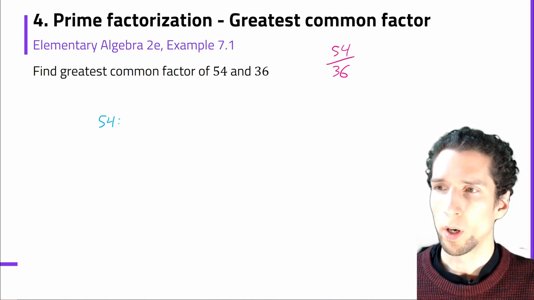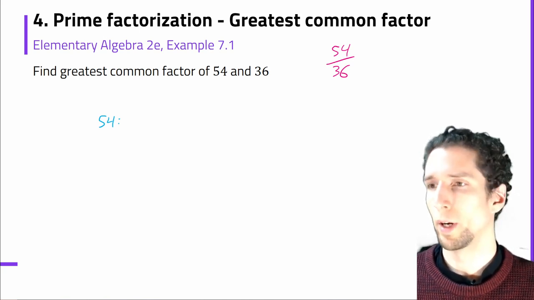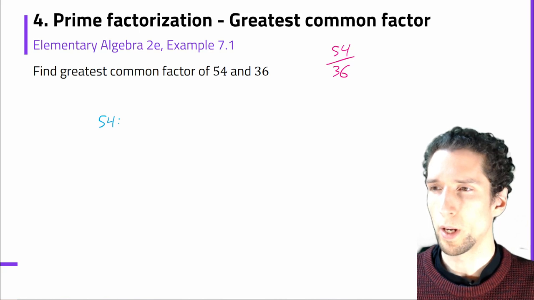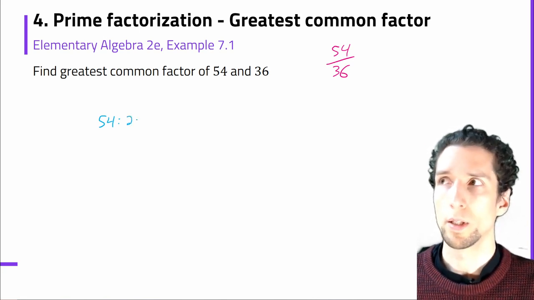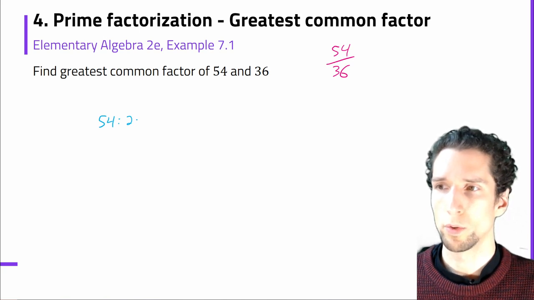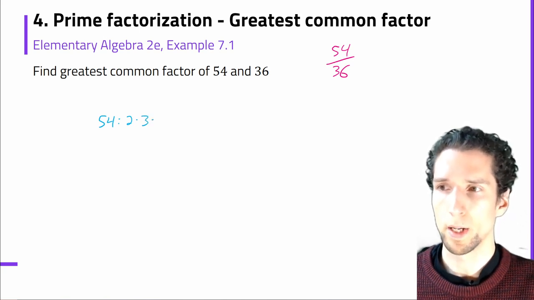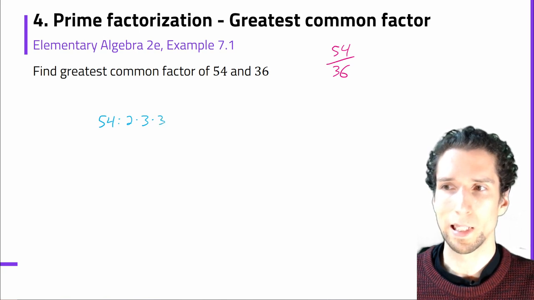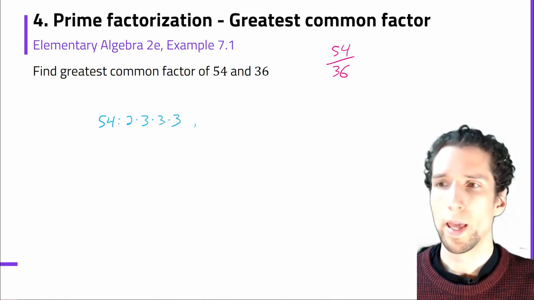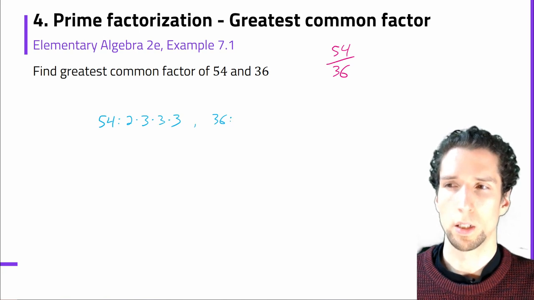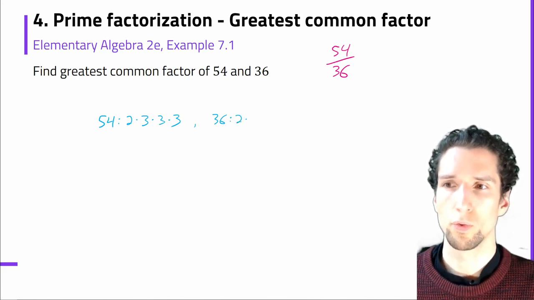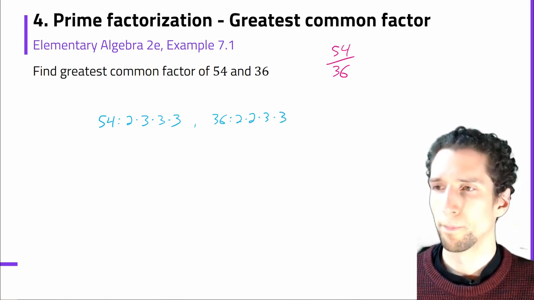So 54 prime factors, again, we're going to write those out. So 54 is 2 times 27. 27 is no 2 there, but 3 times 9, and 9 is 3 times 3. And 36 is 2 times 18, and 18 is 2 times 9, and 9, 3 times 3.